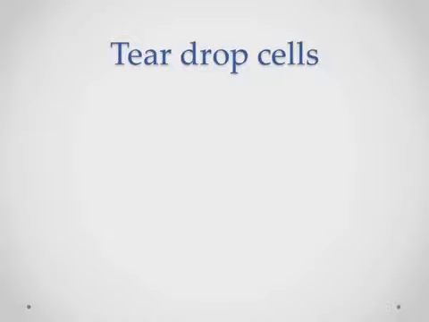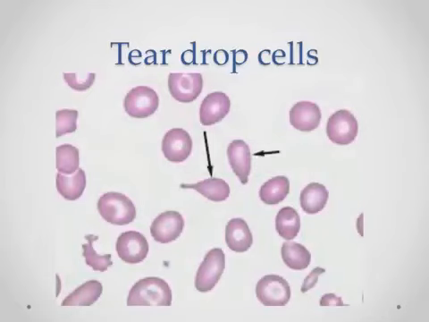And let's go to another cell. This one is called a teardrop cell. Check, this one is like a teardrop. This teardrop cell is commonly seen in myelofibrosis. We will discuss myelofibrosis later in RBC morphology and RBC abnormalities. Also we can see it in megaloblastic anemia, and sometimes in iron deficiency anemia.